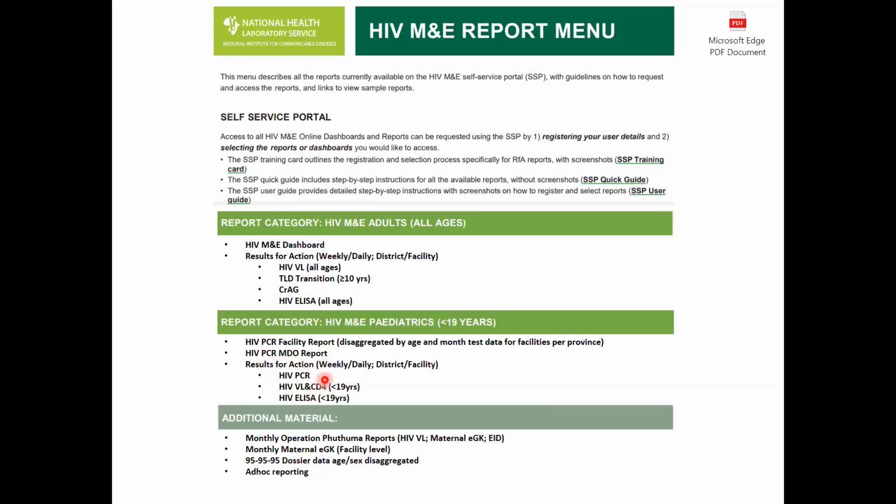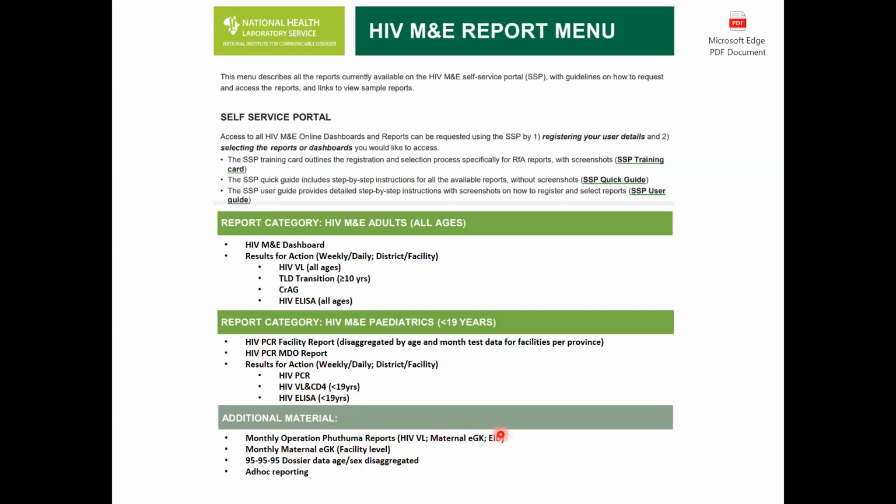And then we've also got the results for action, but specifically for PEDS, obviously looking at the PCR results for action, that would be positive, indeterminate, and rejections. And then a pediatric and adolescent viral load with a CD4 component, so high viral loads as well as low CD4s in that report for children and adolescents less than 19, and then HIV ELISA as well. And then we have a host of other materials that are accessible, including monthly reports looking at age disaggregated viral load testing and suppression rates at national, provincial, and district level, looking at the maternal viral load EGK code, this marker of maternity, which I'll go into quite a bit more detail, and looking at early infant diagnosis.